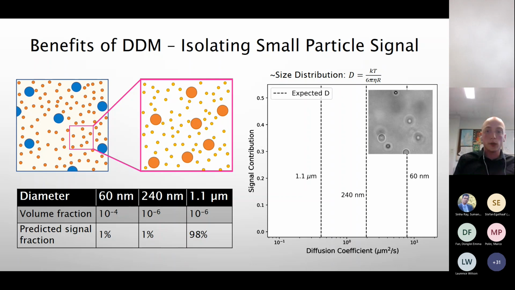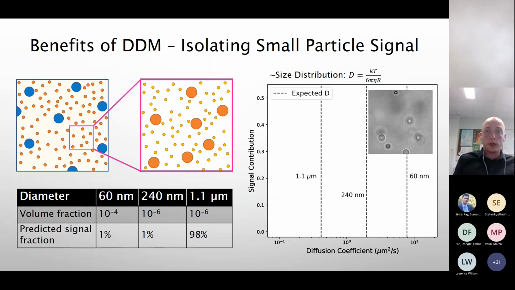Now, to demonstrate this, I produced a trimodal suspension. So I had some micron-sized particles together with some 60 nanometer particles with an intermediate size in between. And I recorded videos of this sample, which was designed so that the large particles would completely dominate the signal in a typical light scattering or DDM experiment.